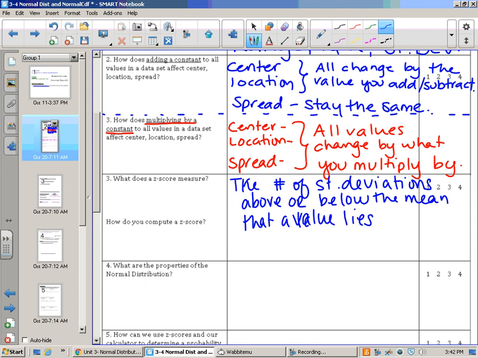Okay, how do you compute the z-score? You should be very comfortable doing this. You take your data value, you subtract the mean, and divide by the standard deviation.